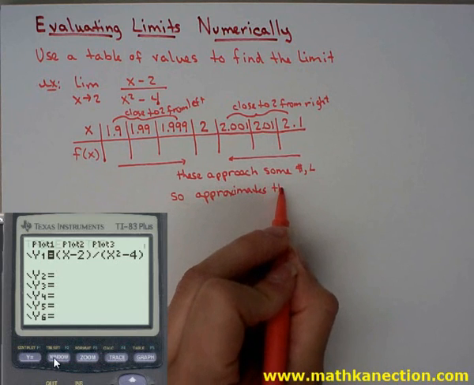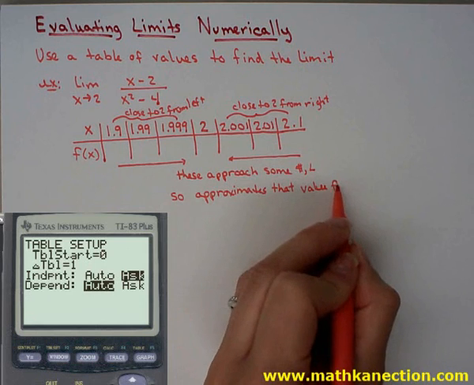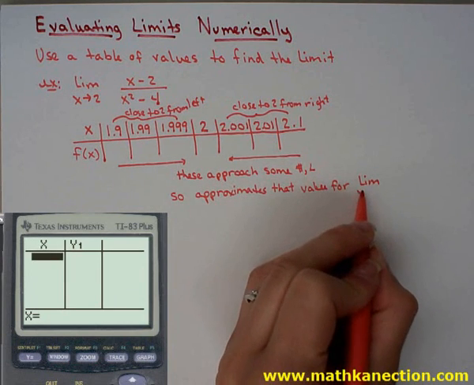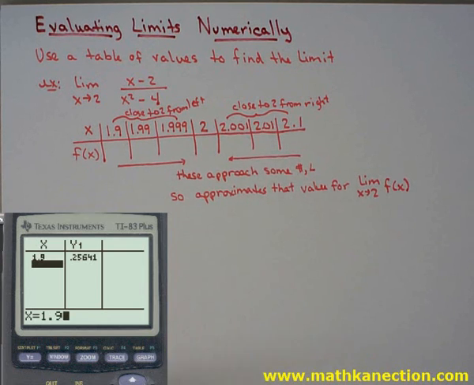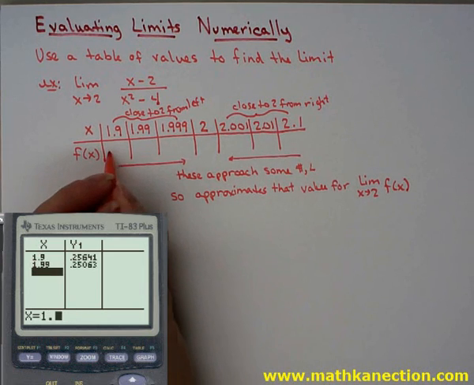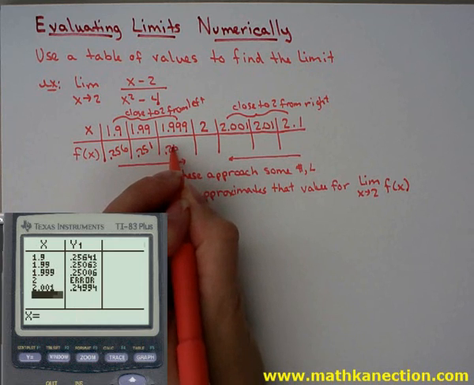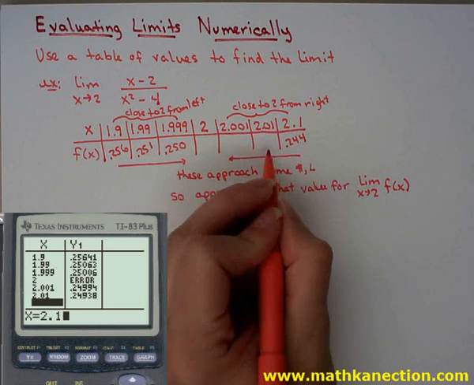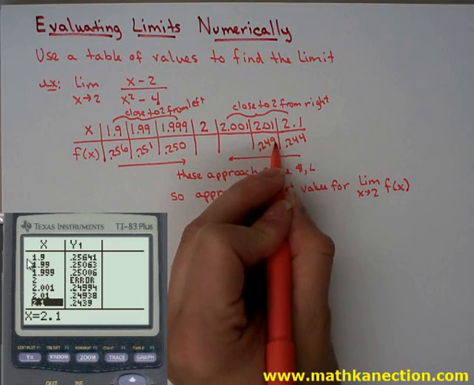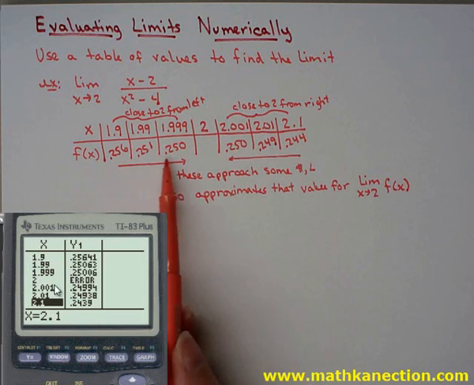We use our graphing calculator to approximate. Set up your table for the independent variable to be ask. Then when you look at your table, you can type in your values for x, typing in each of the x values that we have in our table. Recording our y values, 0.256 for 1.9, then 0.251 for 1.99, 0.250 for 1.999. For 2.1, we have 0.244. 2.01 is 0.249, and 2.001 is 0.250.